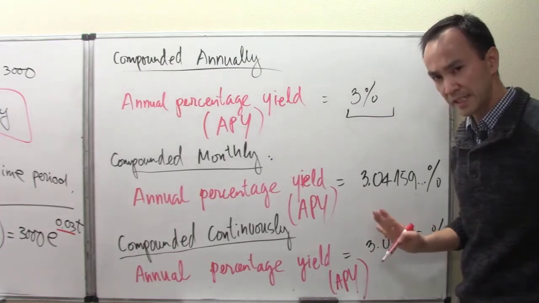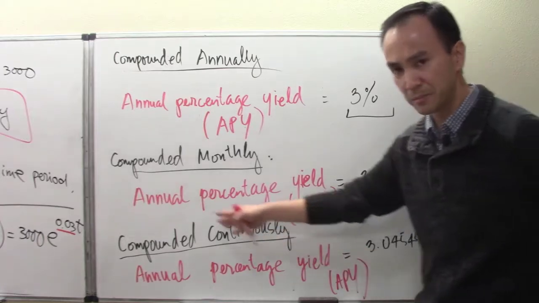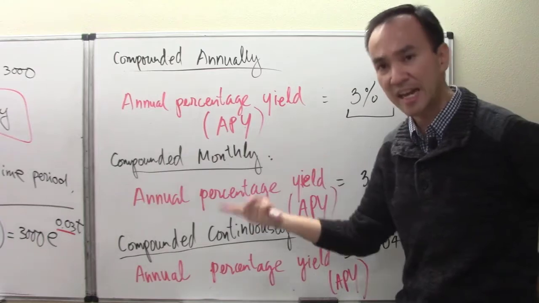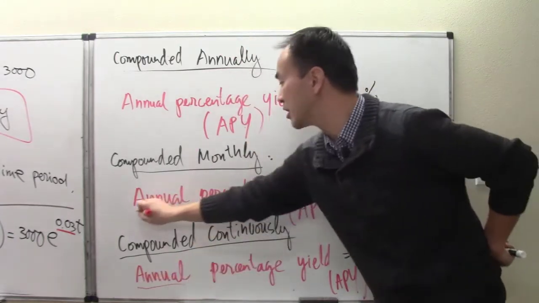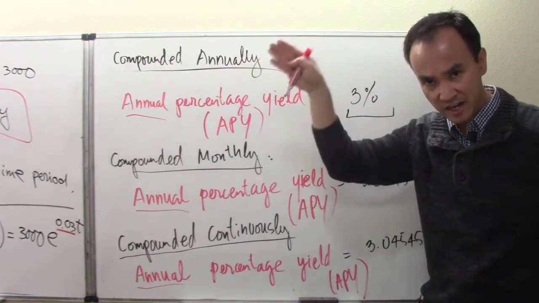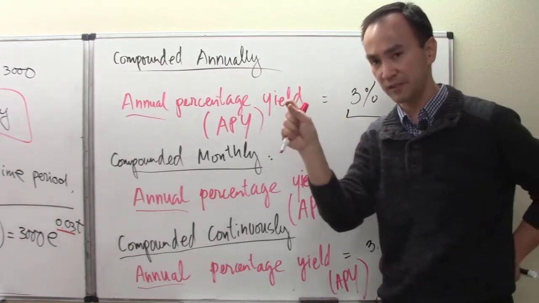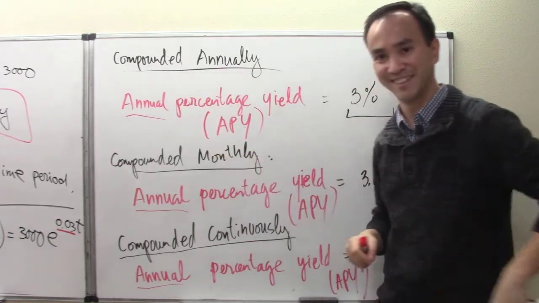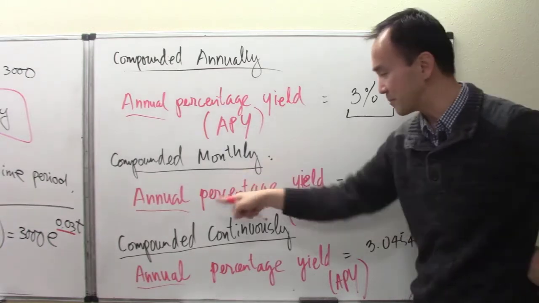So what exactly is a percentage yield right here? In this particular problem, it's the APY, the annual percentage yield, because we call it annual. It's annual because the interest rate stated in the beginning of the problem was expressed in terms of the default time period being yearly, per year. That's why this is called annual percentage yield.